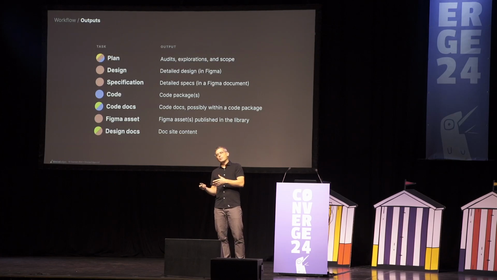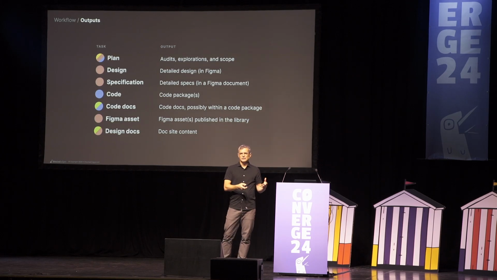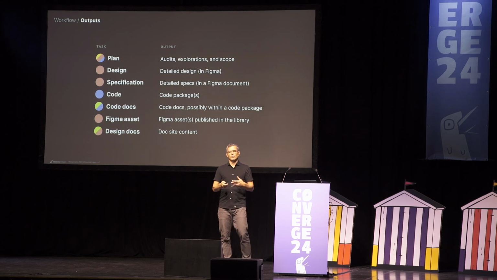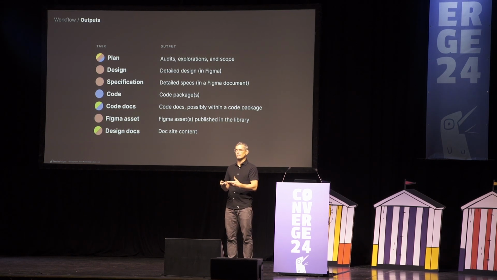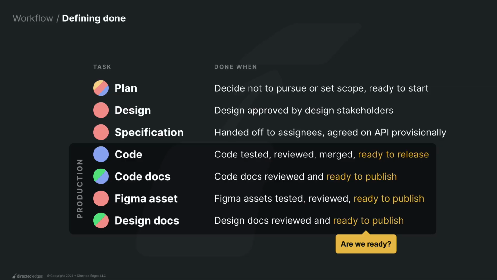We think about the outputs that they're going to produce, and they're pretty typical. While a lot of the design outputs are in Figma, they take different structures, and we have different expectations of formats for what you're going to do in design versus the spec versus design docs. That is important to help people prepare for when they do the task the first time. I also care about when are we done.